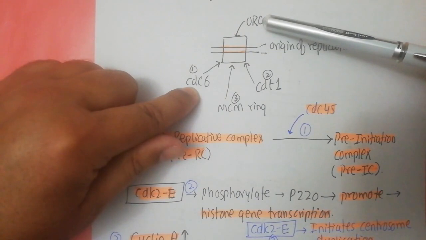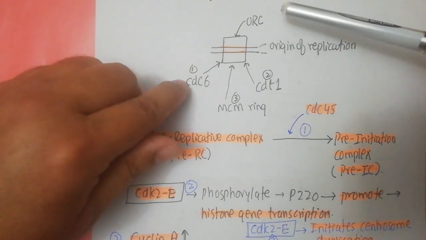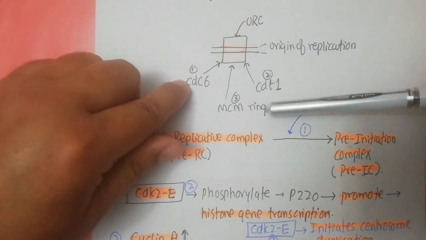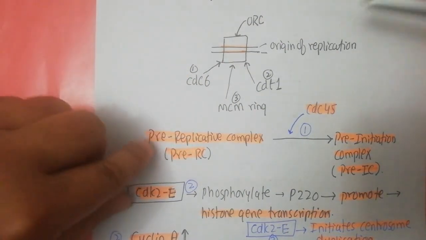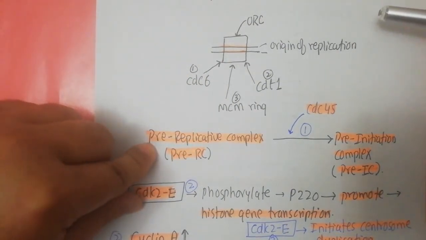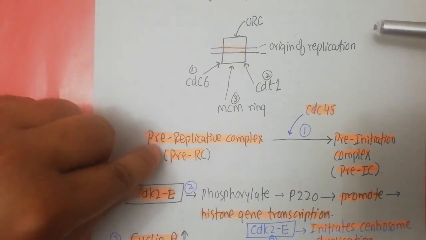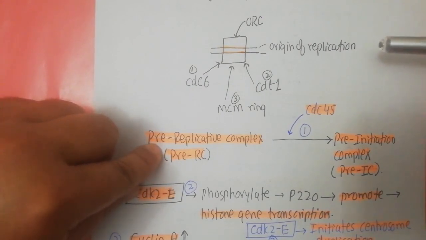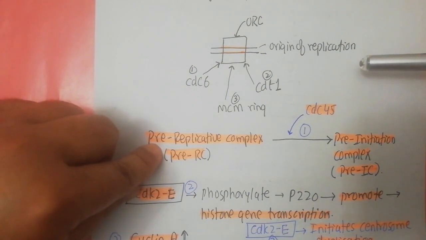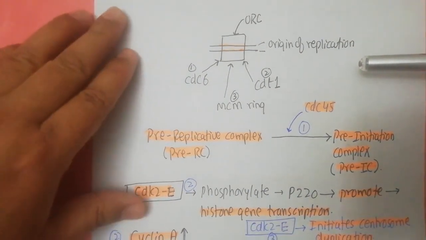And the complex of the origin recognition complex, the CDC6, the CDT1, and the MCM ring, that was known as the pre-replicative complex. For short, we were abbreviating that as the pre-RC. Now, when the G1-S CDK is activated, it is going to add extra proteins to this pre-replicative complex to, you can say, prepare the origin of replication for origin firing.